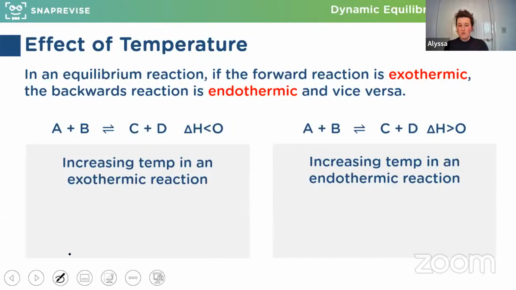And we can be told which direction they are. So if the forward reaction is exothermic, then the backwards reaction must be endothermic and vice versa. It looks like people have already guessed what I'm going to ask. Delta H, my enthalpy, is less than 0. So that means my enthalpy is negative. And therefore, is this exothermic or endothermic?